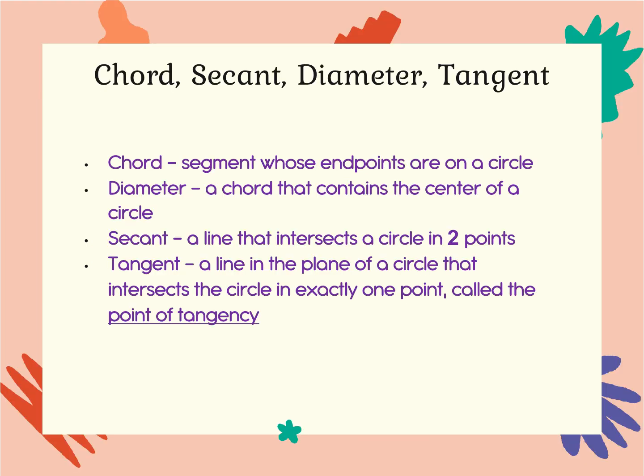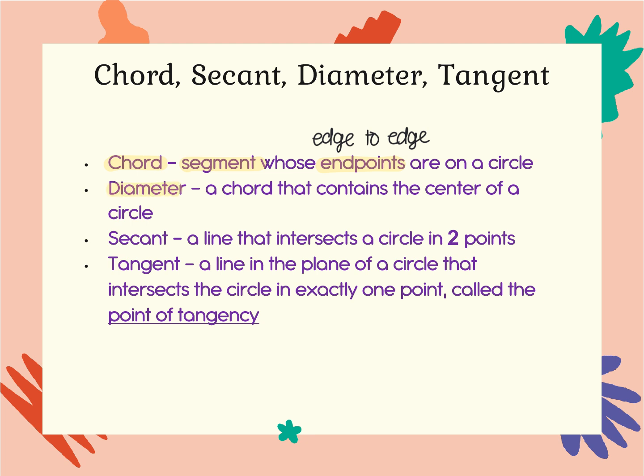Chord, secant, diameter, and tangent. Again, vocabulary words that we have to know. Looking at this one, a chord is a segment whose endpoints are on the circle. Keep in mind, endpoints are on the circle. So if I'm drawing this one, here is my circle. I'm just going to write that this is considered edge to edge. One edge to the other edge, it doesn't matter where, as long as it goes straight to the edges. It doesn't go over.